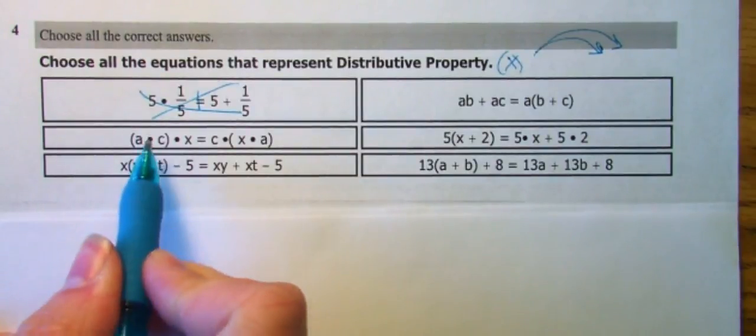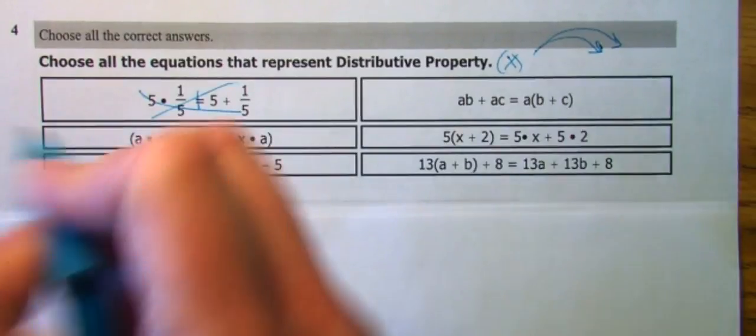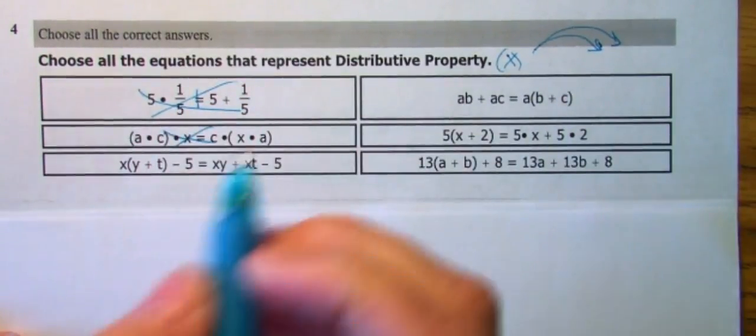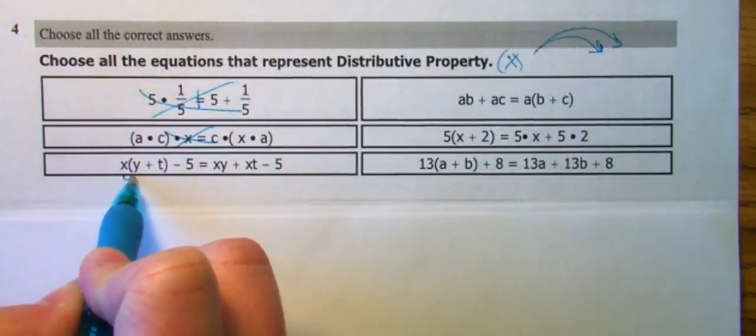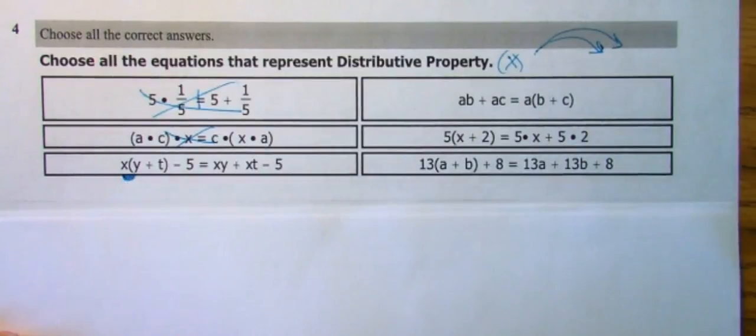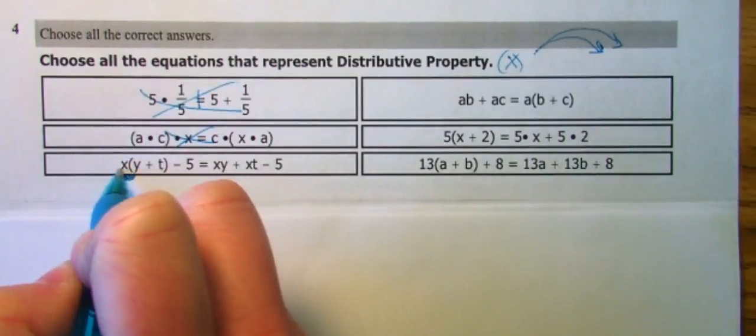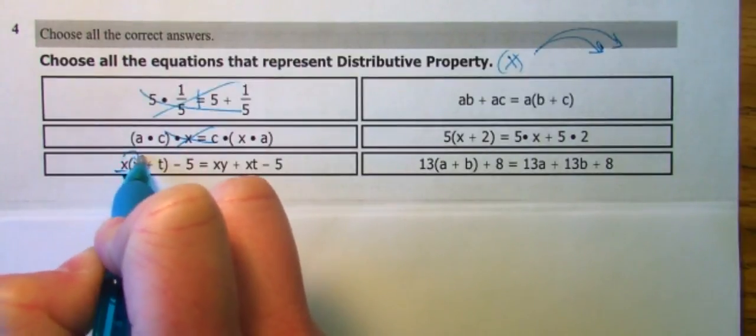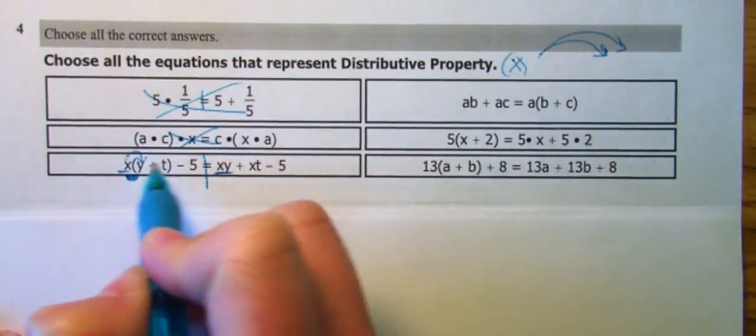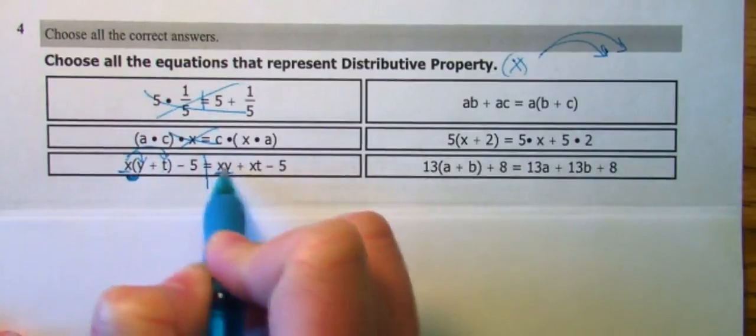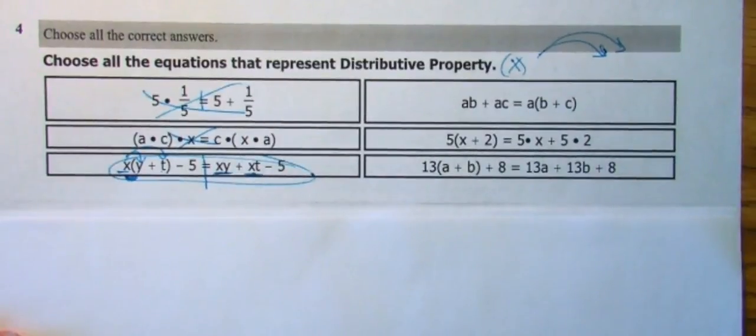Let's look at this. We have ACX. The X would have to be distributed, but that's not what's happening. On this one, let's take a look. When a number or a letter is right outside the parentheses, that's usually an indication that you have distributive property. And that means we have to take this number or letter on the outside and multiply. So X times Y gives us XY. And then we have to do X times T, and that gives us XT. So this would be an example of distributive property.